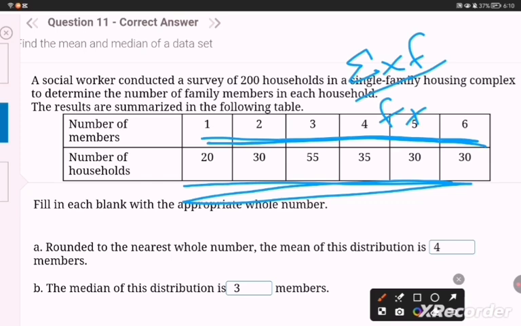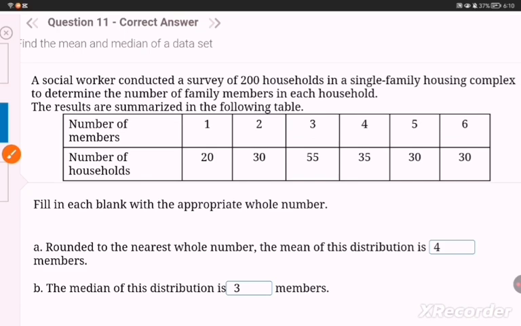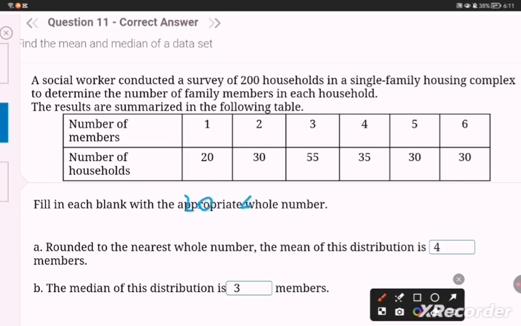And you get an answer of 3.575, which is rounded up to 4. Now, the frequency is 200, and they want us to find the median. So we just do 200 plus 1 over 2, okay? So then your median is going to be in the 100.5th term, sorry. So you have to first find the cumulative frequency. So start at 20, add 30 is 50, 15, 55, 105.